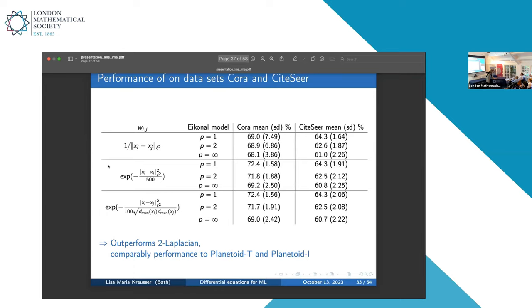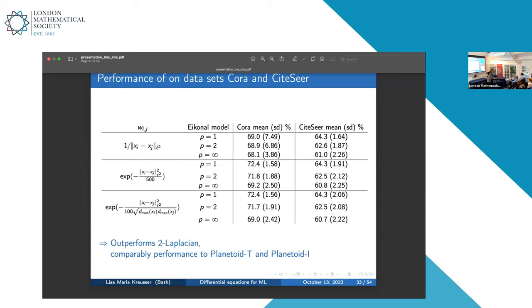And in addition to that, one can also look at the performance for larger data sets, for instance, the Cora or the Citeseer data set, and also study different types of weights of this approach. And indeed, again, it turns out that it outperforms the two Laplacian and is comparable to Planetoid-T and Planetoid-I. So that's very nice, that these differential equation-based approaches are actually comparable with other types of approaches.